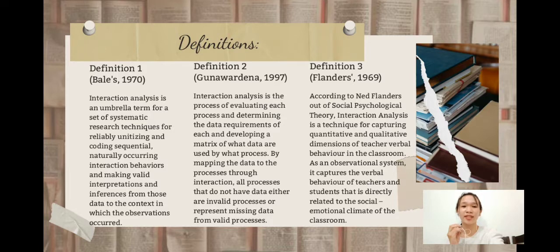Next definition is according to Ned Flanders out of Social Psychological Theories. Interaction analysis is a technique for capturing quantitative and qualitative dimensions of teacher verbal behavior in the classroom. As an observational system, it captures the verbal behavior of teachers and students that is directly related to the social emotional climate of the classroom. It was designed to test the effect of social emotional climate on students' attitude and learning.